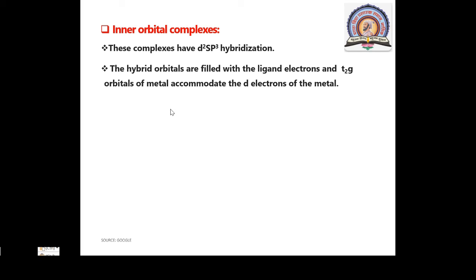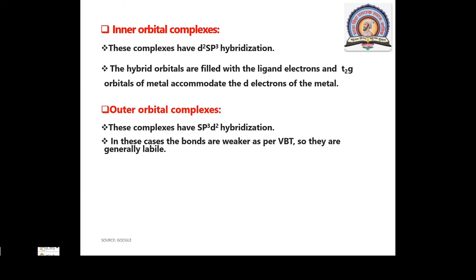What happened in case of d2sp3 hybridization? The hybrid orbitals are filled with ligand electrons, and t2g orbitals of the metal accommodate the d electrons of the metal. Outer orbital complexes: these complexes have sp3d2 hybridization. In these cases, the bonds are weaker as per VBT, so they are generally labile.